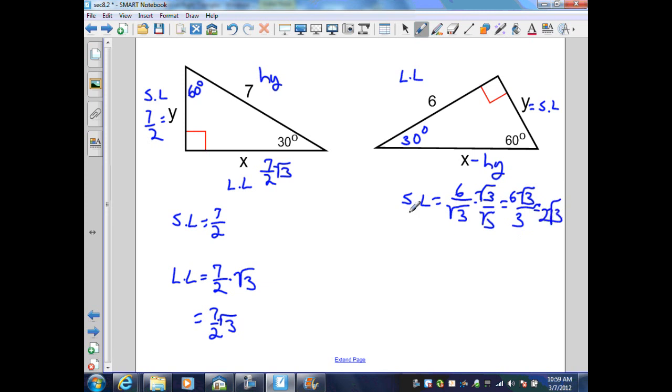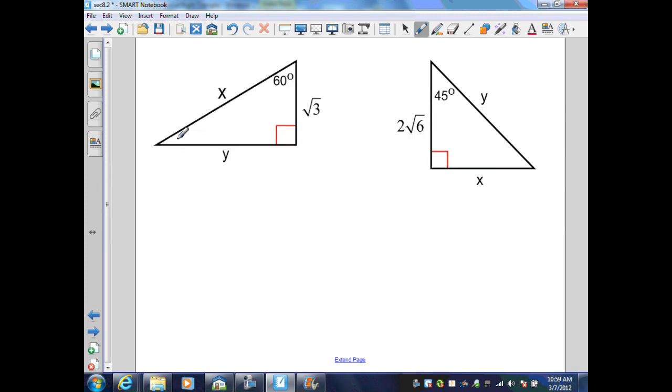So my short leg, which is y, is 2 square roots of 3. To find the hypotenuse, I just take my short leg, which is 2 square roots of 3, and multiply that by 2. 2 times 2 is 4 square roots of 3. My hypotenuse is 4 square roots of 3.